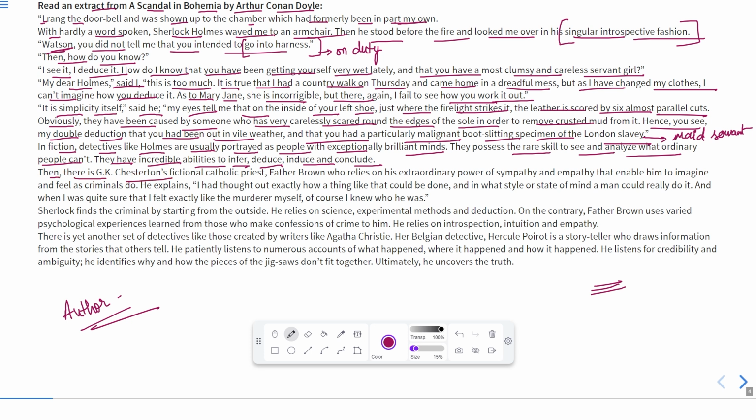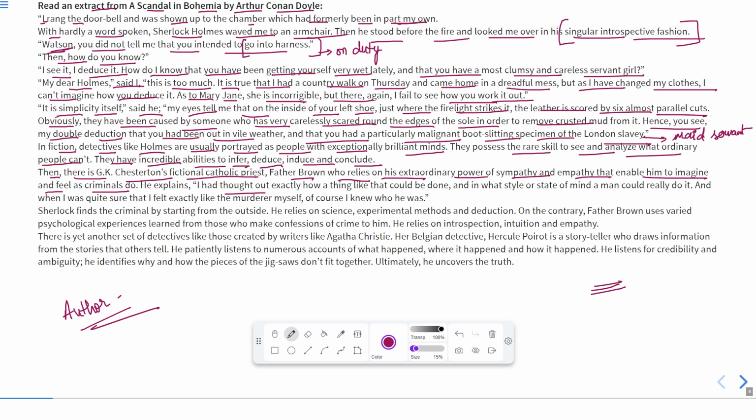Then there is G.K. Chesterton's fictional Catholic priest, Father Brown, who relies on his extraordinary power of sympathy and empathy that enable him to imagine and feel as criminals do. It means now he's talking about another detective, who is a fictional Catholic priest. He used to show empathy or sympathy and try to think as the criminals do.